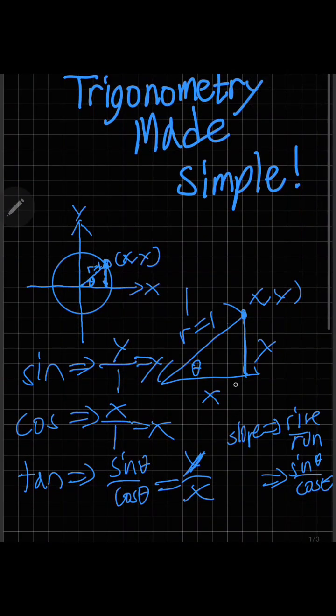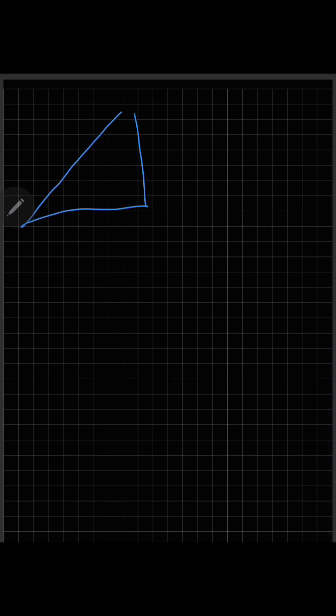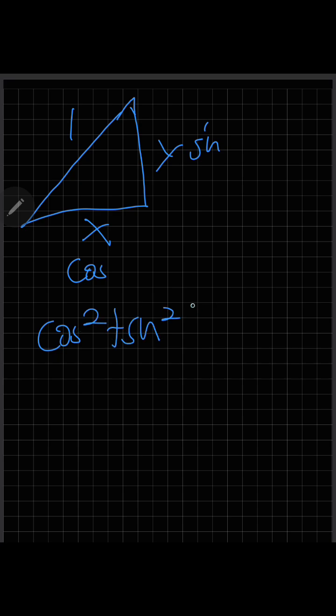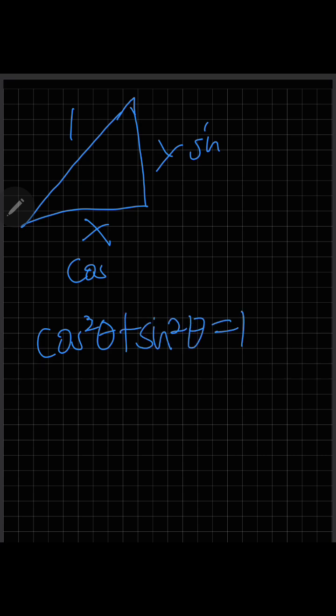Now, if you move this triangle, it's actually really worth pondering upon. Here, x, y, 1. Now, recall that this is cosine, this is sine. So cosine squared plus sine squared is equal to 1. Sorry, cosine theta squared, you have to write it like this, plus sine squared theta is equal to 1. Okay? Now we have to do some really cool stuff.